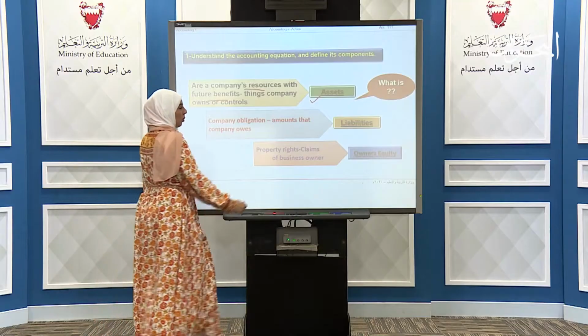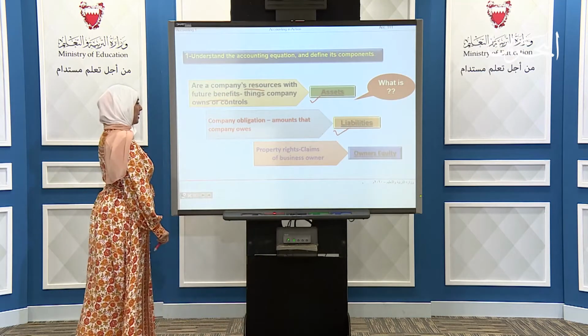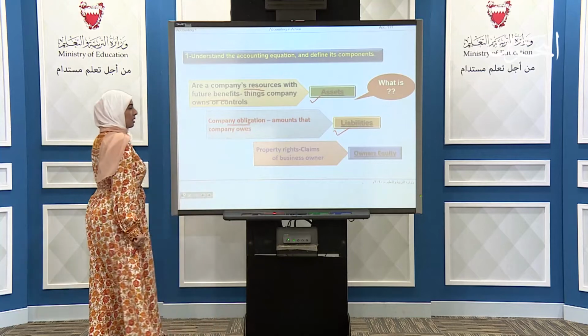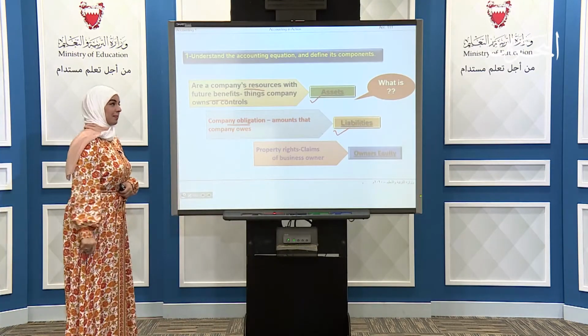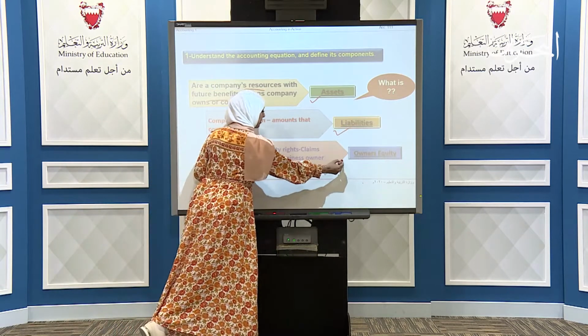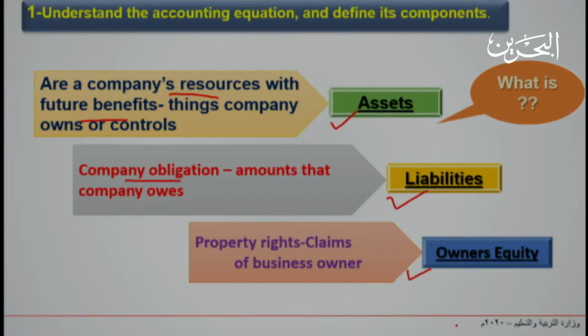Then what do we mean by liability, my student? Liabilities are the company's obligations, amounts that the company owes. Finally, what do we mean by owner's equity? The owner's equity is the property rights and claims of the business owner. By that, we know the components of the accounting equation.